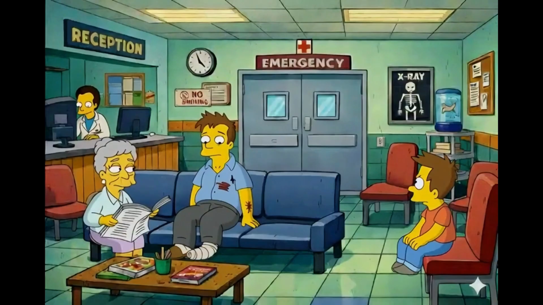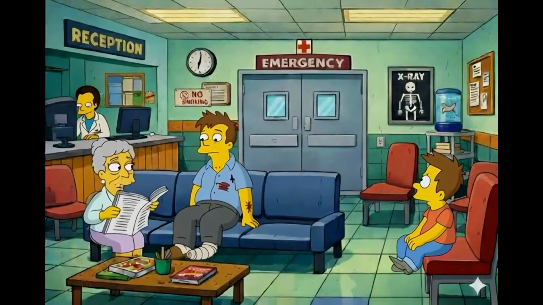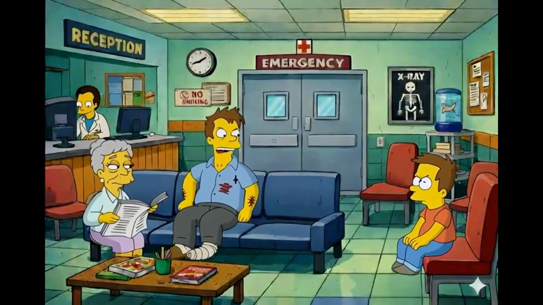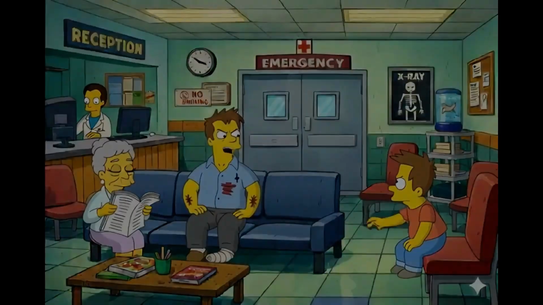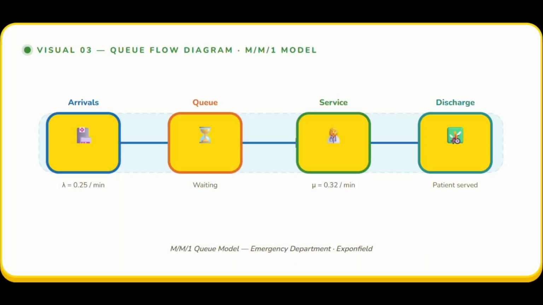In our documentary, we use a lambda rate equal to 0.25 patients per minute. That means that, on average, one patient arrives every 4 minutes, a moderate but steady pace, typical of many emergencies in our country during day or night shifts, without reaching total collapse.